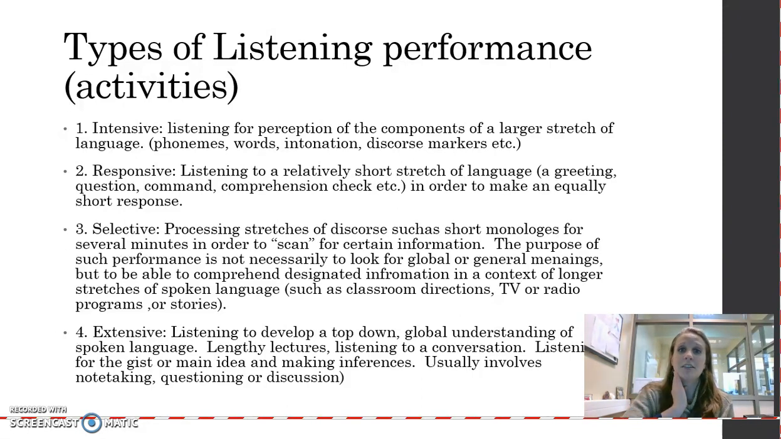Responsive, listening to a relatively short stretch of language, like a greeting, command, or comprehension check, in order to make an equally short response. So when we have our students participate in dialogues or role plays, they're not just speaking, they're also listening, because as long as we don't let them pre-write it out, they are going to have to listen in order to be able to respond. That's why, again, remember that the skills are totally integrated.